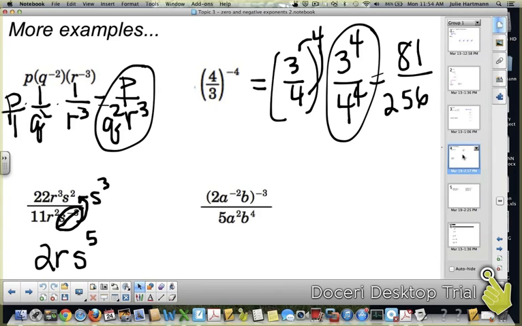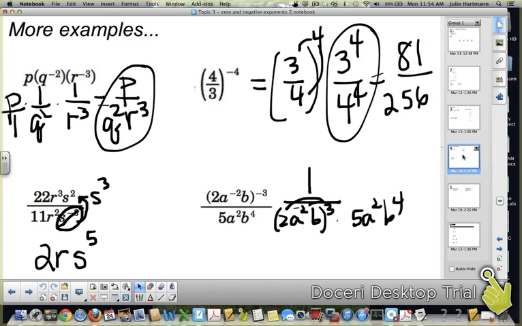So the next one, a couple different ways to do this one as well. Because I have a whole thing to a negative power, I am going to move that whole thing to the bottom. So I am going to write it as 1 over 2a to the negative 2b, all of that to the 3rd, times, and you still have your 5a squared b to the 4th. Okay. Now, this 3 goes to everything.